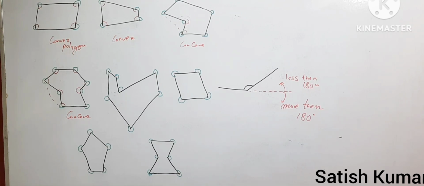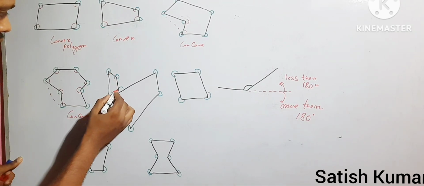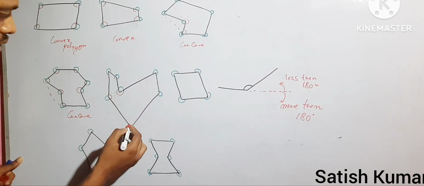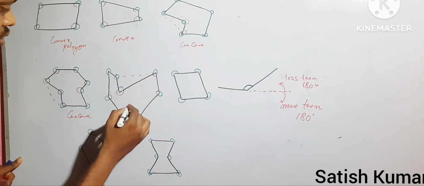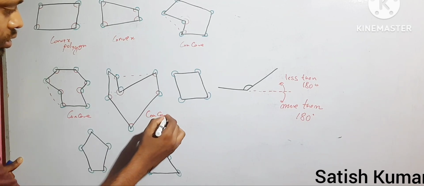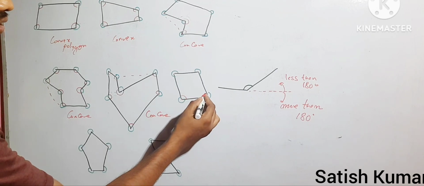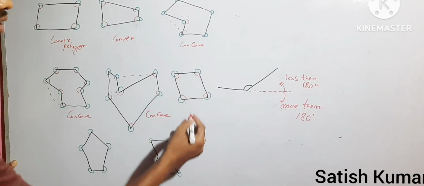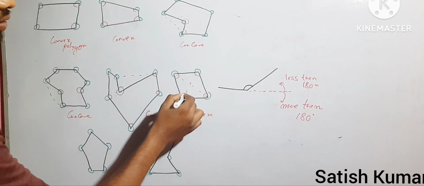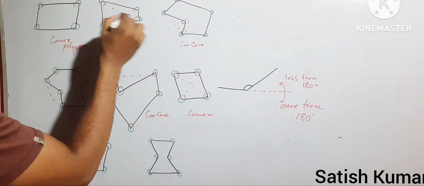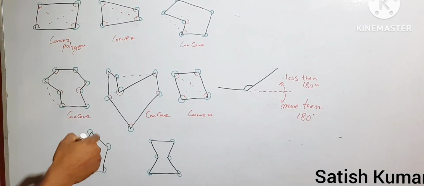Next one. Smaller, smaller, bigger, smaller, smaller, diagonal. So, concave. Clear? Next. Smaller, smaller, smaller, smaller. So this is convex. Inside diagonals. All the convex will have inside diagonals. Okay, convex, concave, outside diagonals.